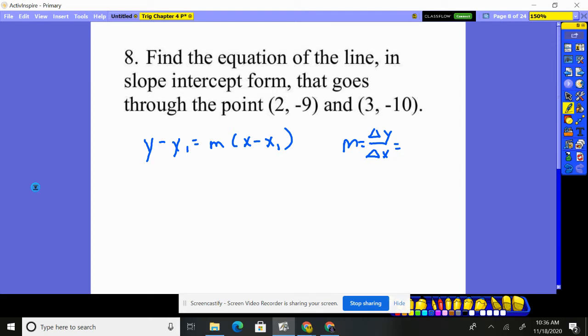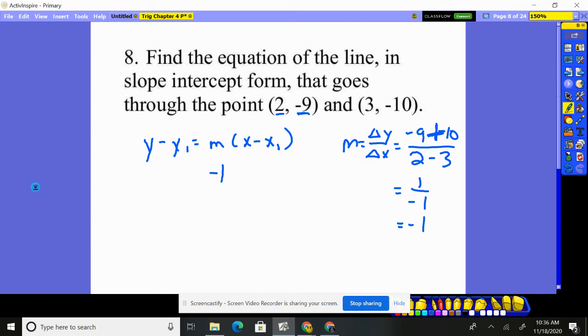So I'm going to subtract my y's. I'll start with this guy first: -9 minus -10. Since I started with that y value, I must use the same point's x value, 2 minus the 3. Up top, that's a plus, so we get a +1. Down below, we get a -1. So it has a -1 slope.